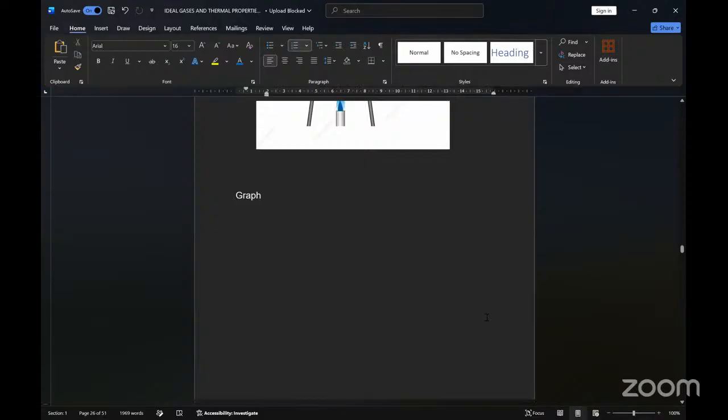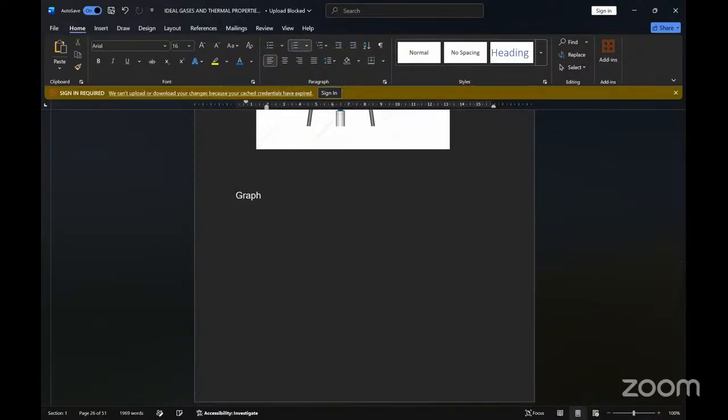So in terms of the graph, you could draw one like this. You can have your pressure here, your temperature here, but it's absolute temperature.